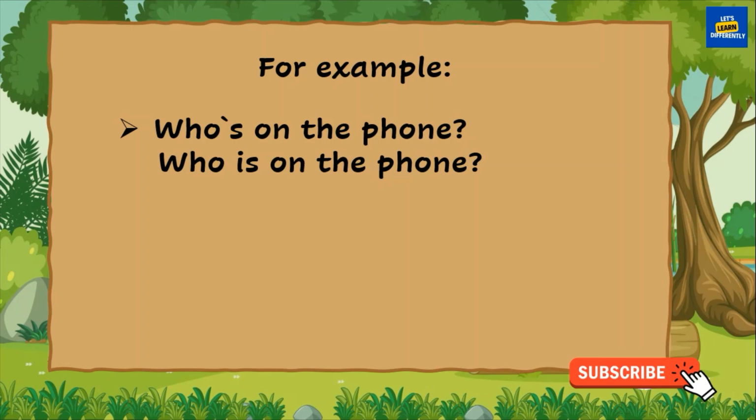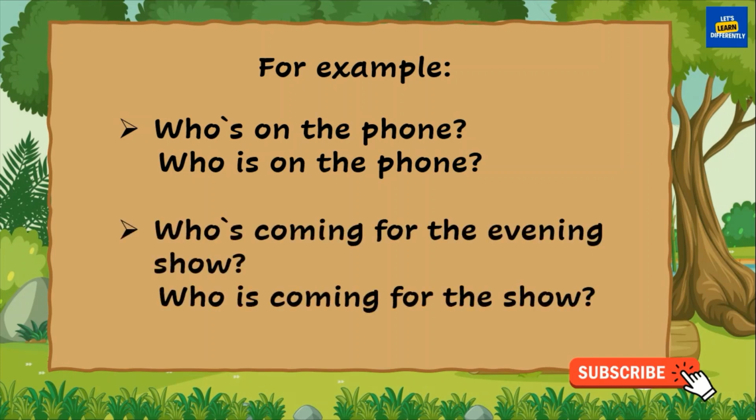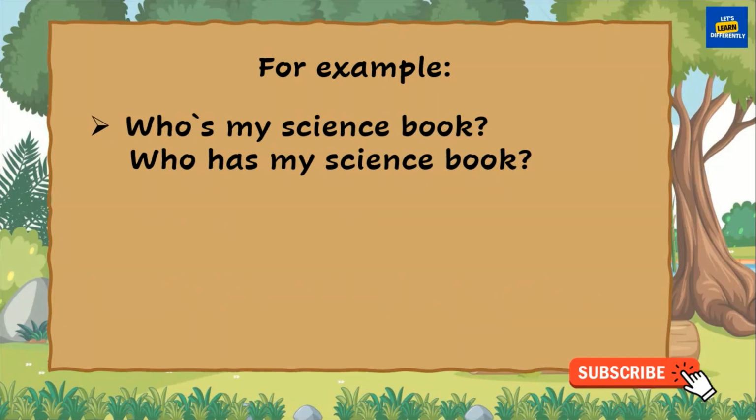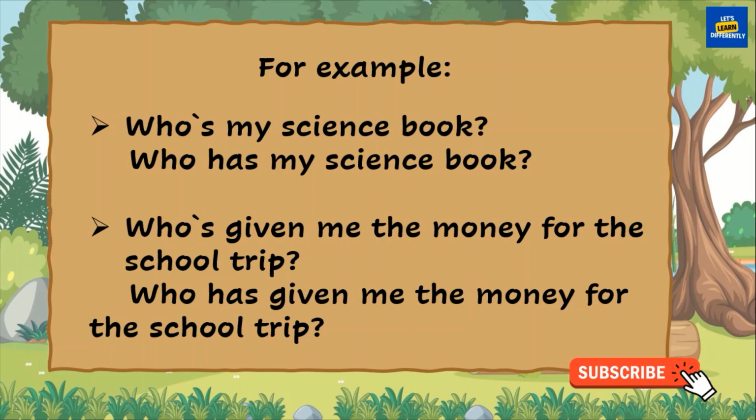Number 1. Who's on the phone, which can also be read as who is on the phone. Who's coming for the evening show, which can also be read as who is coming for the evening show. Who's got my science book, which can be written as who apostrophe s, then my science book. Who's given me the money for the school trip. Here again, who has can be written as who apostrophe s.